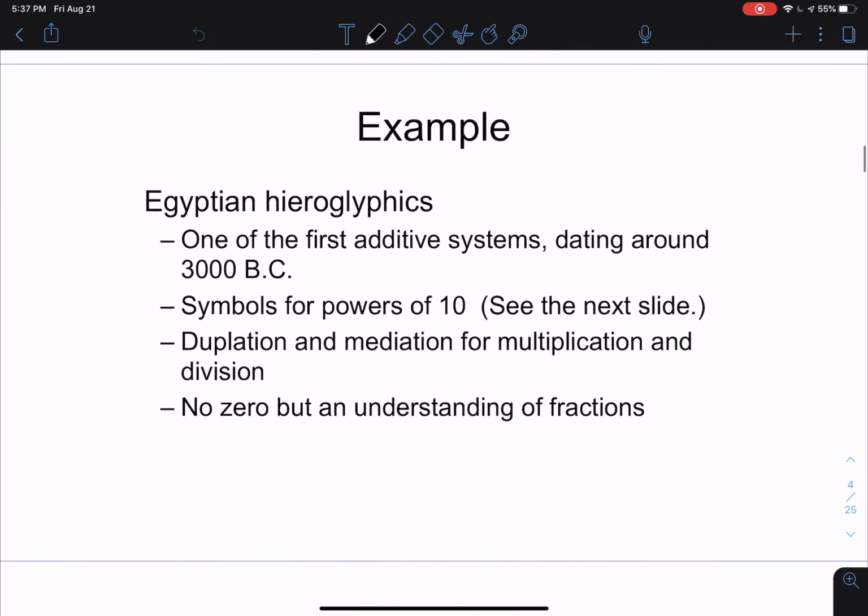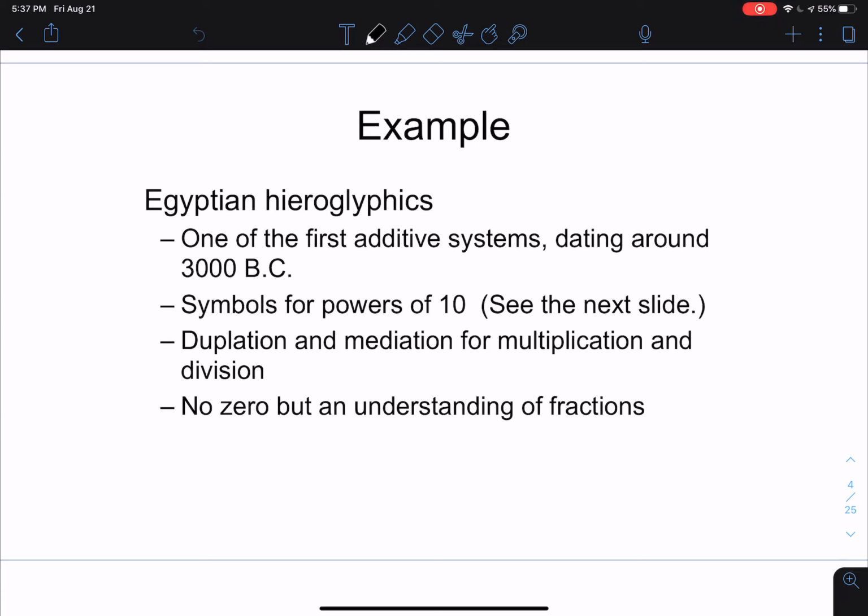All right, and the first example that we're going to look at of an additive system goes all the way back to 3000 BC to the Egyptians, when they used hieroglyphics. I'm sure most of you have heard the term hieroglyphics and picture writing, and that's exactly what it was. And in a minute, you're going to see the pictures they used for representing certain quantities. And this was one of the first additive systems, dating to around 3000 BC. So that was quite a while ago. That was over 5,000 years ago.